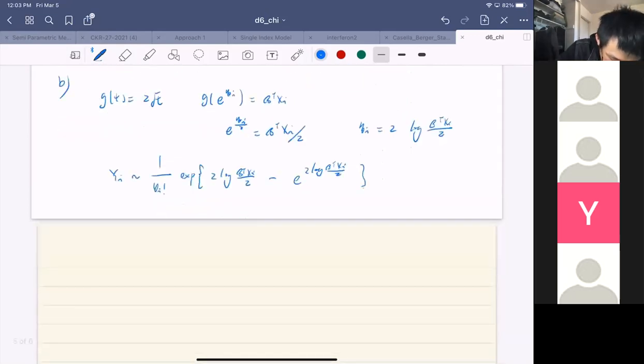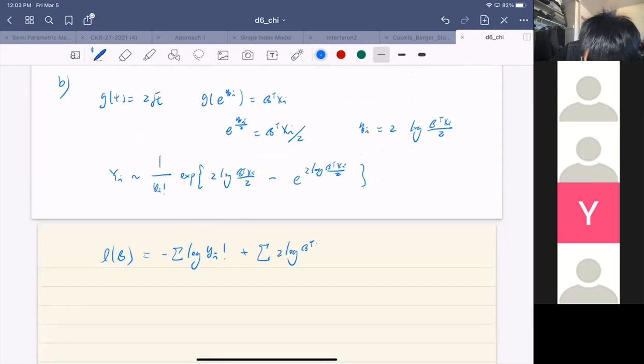So let's derive the log likelihood. Tutorial and the second term plus this, and minus this term. Actually, this term can be beta transpose like this.